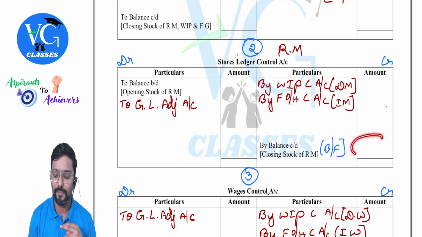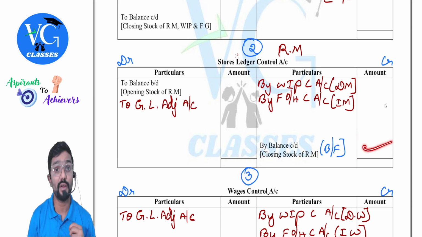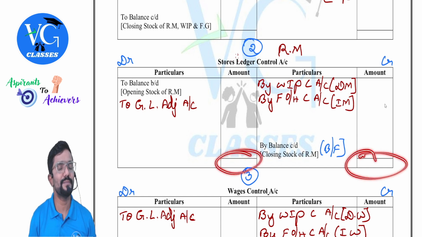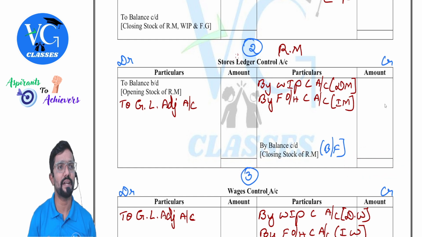Clear? Normally, this will be the balancing figure, guys. If by chance this is already given in the question, try to tally the account. If it is matching, very good. If it is not matching, then it will be either abnormal loss or abnormal gain.